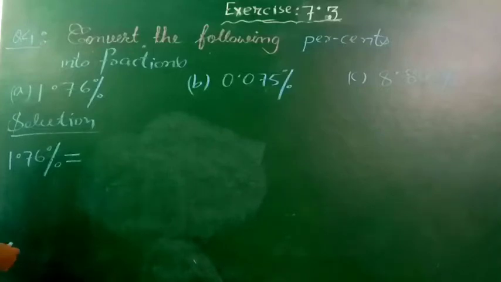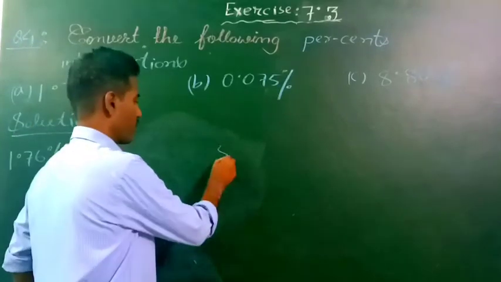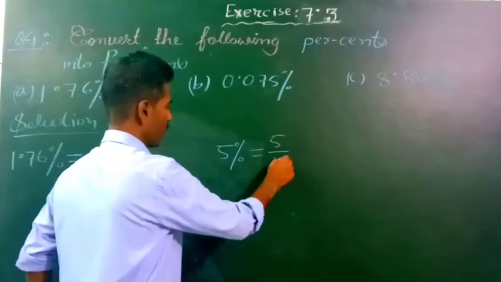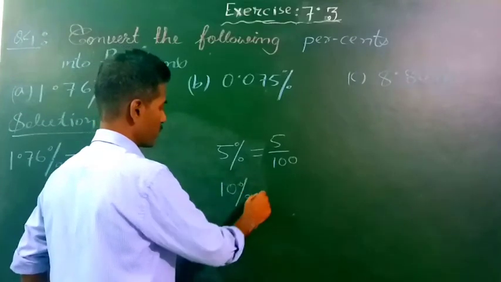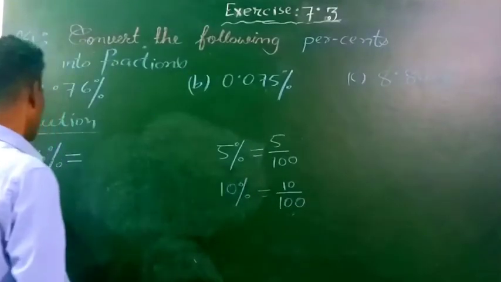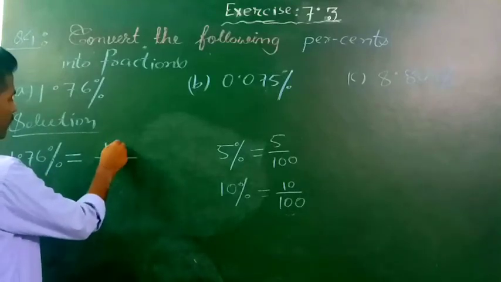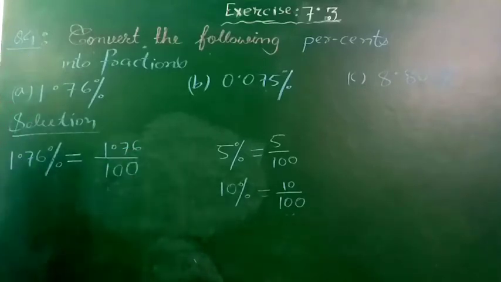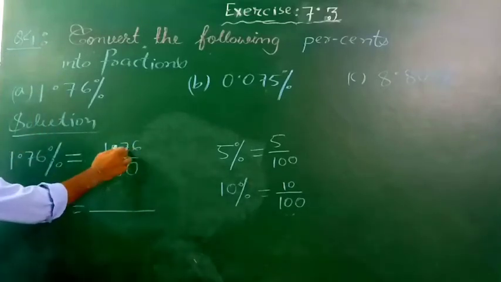1.76%. Okay, so we already learned at the very beginning of this video. You have already learned, see, 5%. When you say 5%, 5% means what? 5 out of 100. Okay, when you say 10%, 10% means what? 10 out of 100. Okay, so here 1.76% means what will come? 1.76 out of 100.